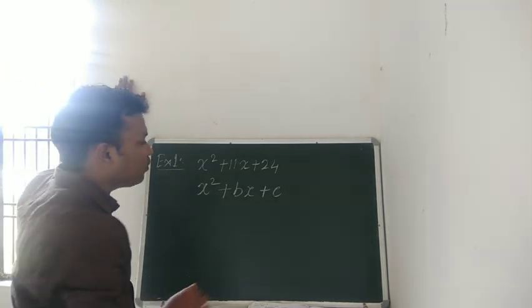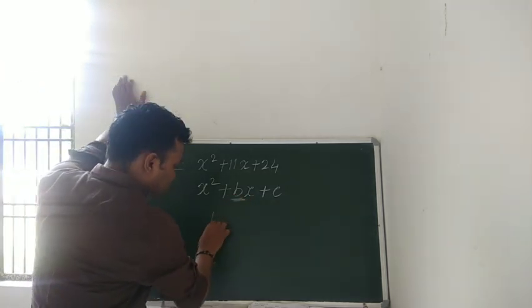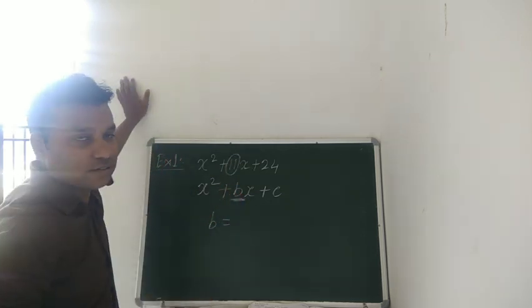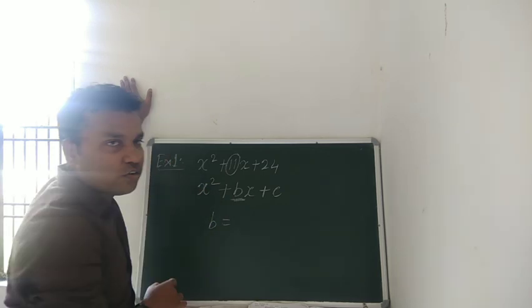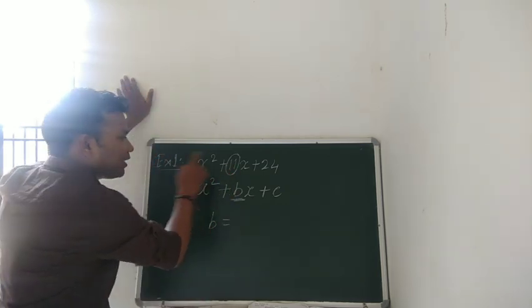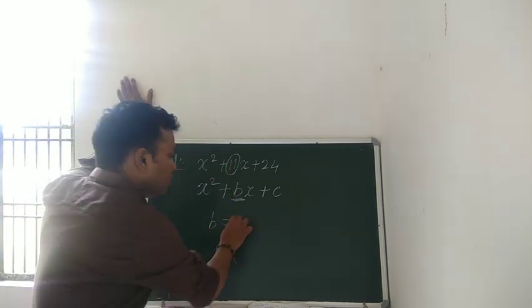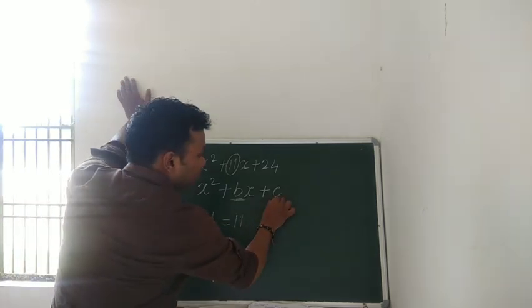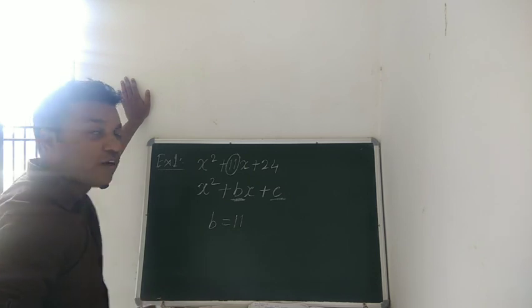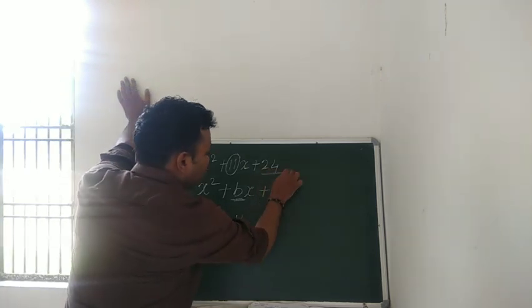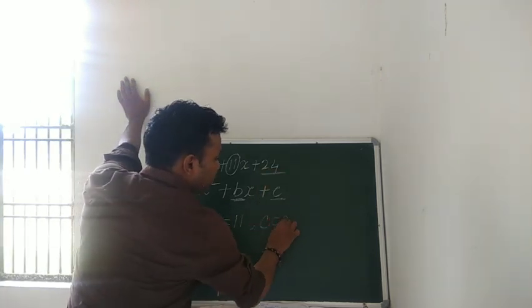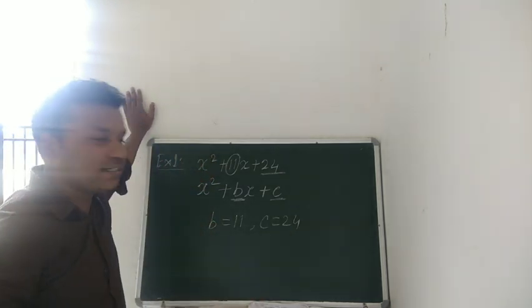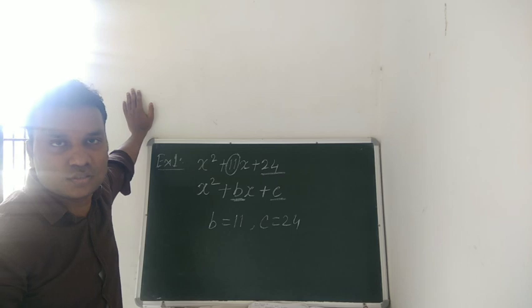We have to compare the given expression with this expression. On comparison, we will get the value of b in this particular problem as 11. What was b here? b is the coefficient of x, and what is the coefficient of x in the given expression? That is 11. So the value of b will be 11. And what is the term which is equivalent to c here? That will be 24, the term which is free from the variable. So now we have the value of b and c here. Now what will we do with these values?